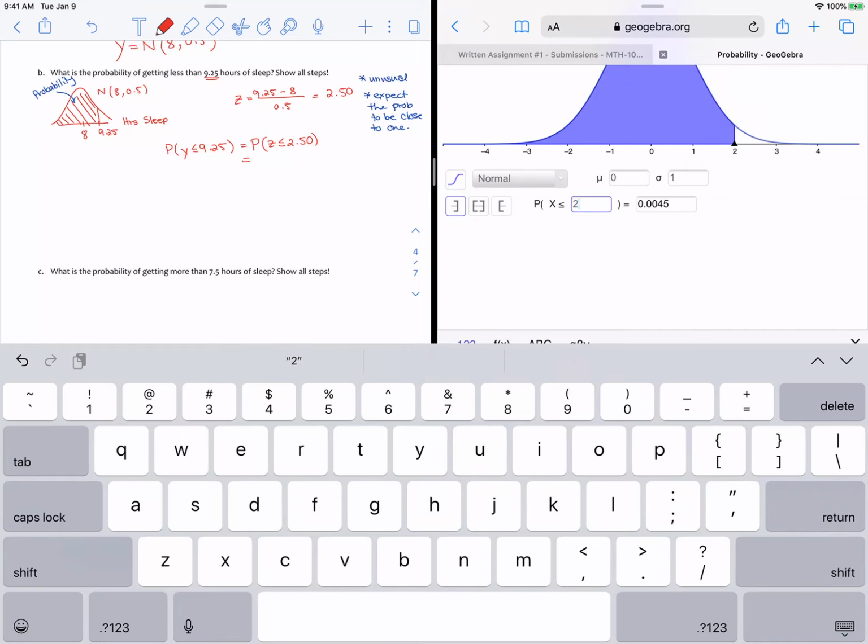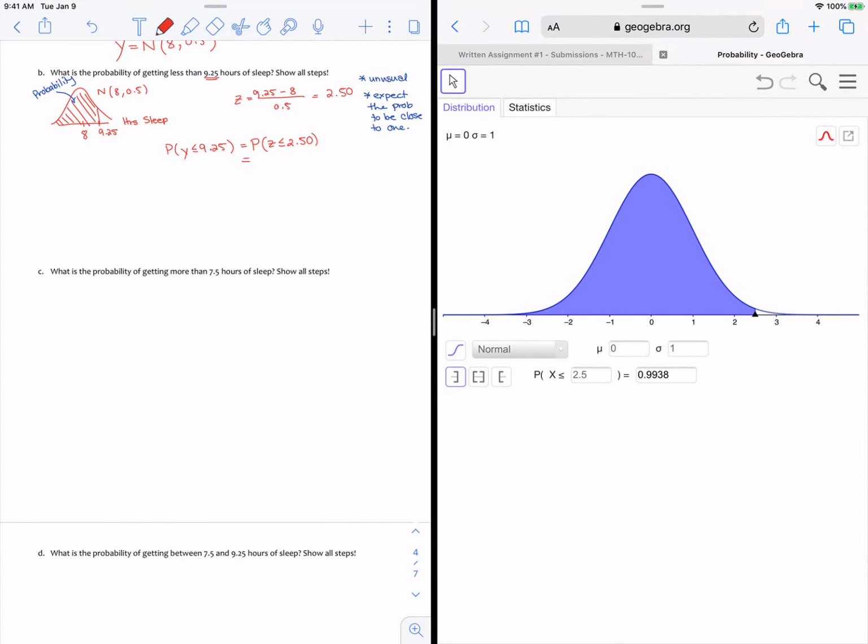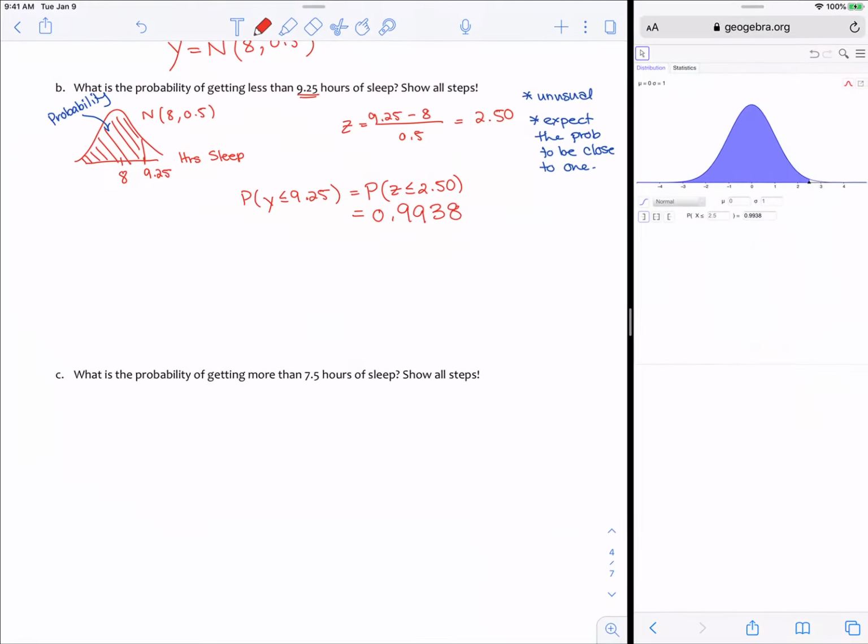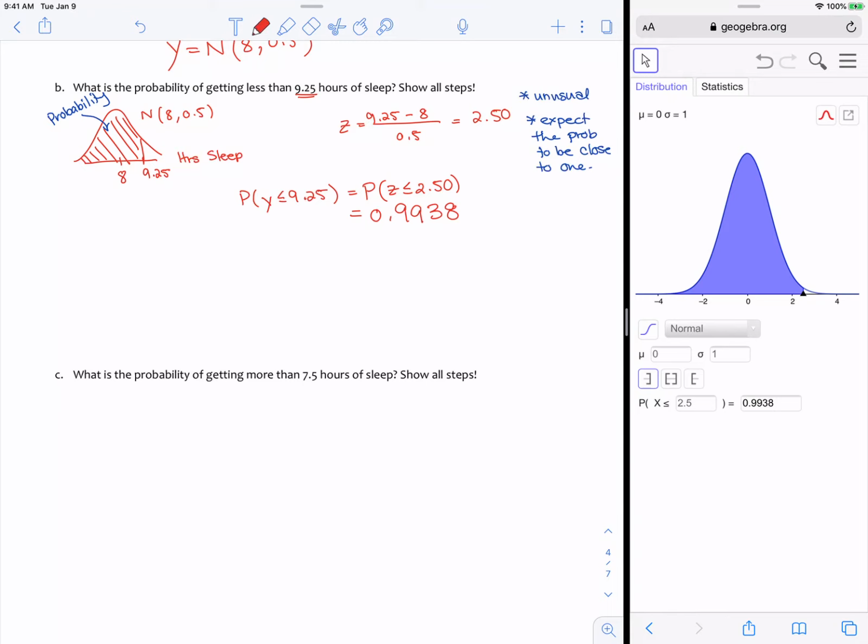So we're going to put in 2.5 and then enter, and then check that your picture seems to shade in the same direction first and foremost, that your triangle illustrating the position on the axis looks right, and we're getting 99.38%. So again, we expected the probability to be close to 1 based on our z-score being so large, and it did turn out that way. So 0.9938 is our probability, and then we want to write up our concluding statement.